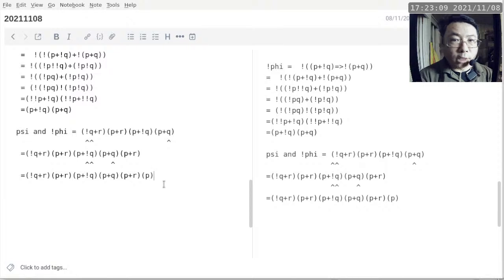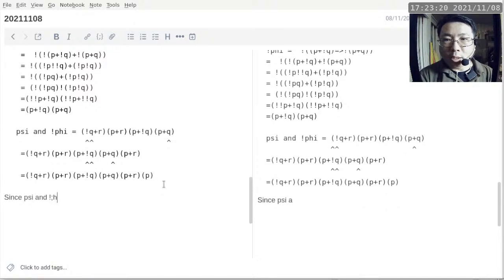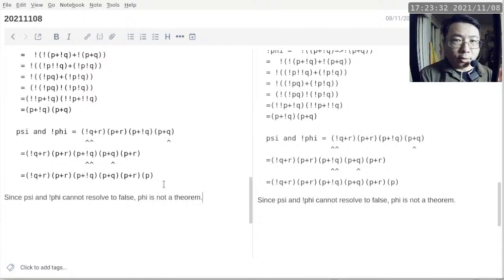So we are done. Now that we are done, we still have to write the conclusion, right? So we can say, since psi and not phi cannot resolve to false, phi is not a theorem. Now, technically speaking, you should say phi is not a theorem of psi, but if you just say phi is not a theorem, that's fine, not a problem.